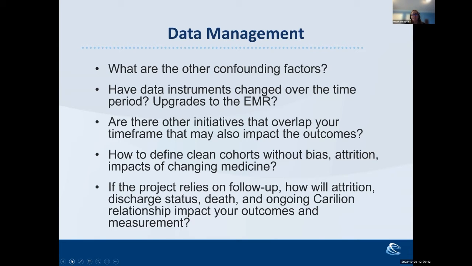And then defining the population without bias, considering attrition. What happens if patients stop coming to us, they move out of the area, they choose to go get their care at a non-Carilion site? You can't just assume that just because we haven't seen them, it doesn't mean that they didn't develop some condition that was our outcome. It may be that we're simply not seeing them anymore.